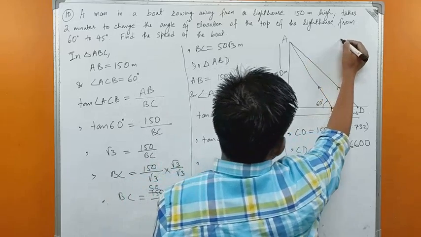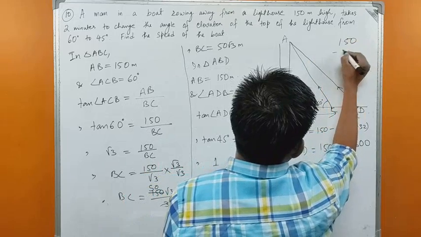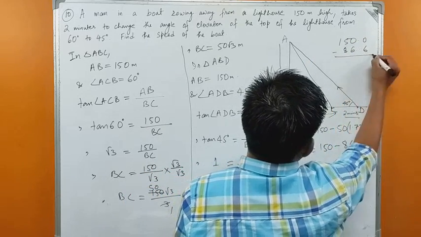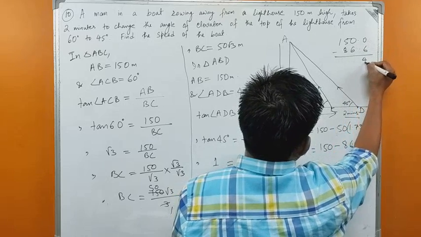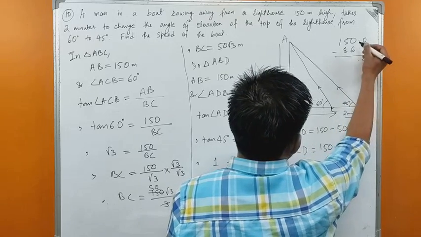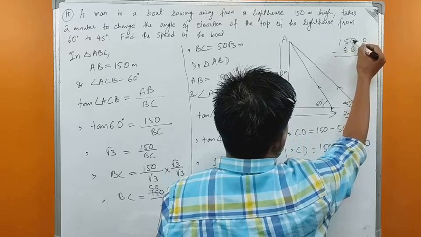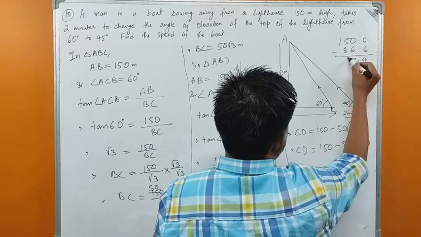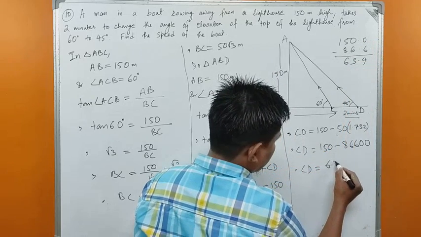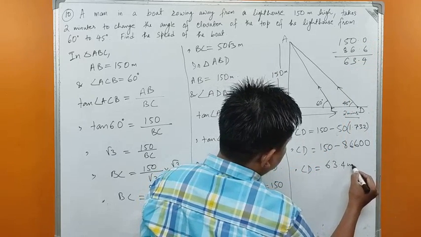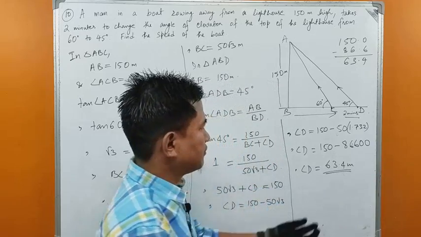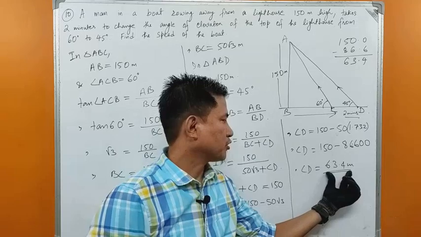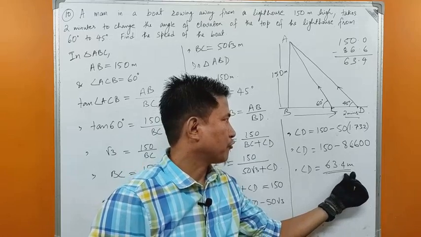So we subtract here, 150 minus 86.6. 10 minus 6 is 4, so the decimal point comes here. So this is 9, isn't it? 9 minus 6 is 3, this becomes 4. 14 minus 8 is 6. So 63.4 meters. So we found the distance between the 2 points C and D. The distance between the 2 points C and D is 63.4 meters.